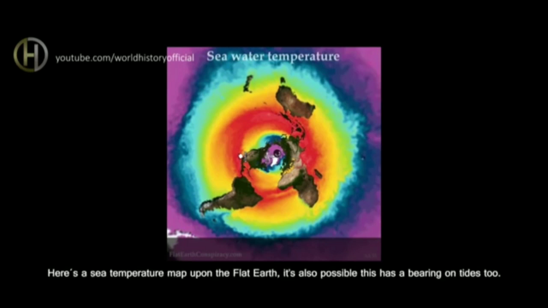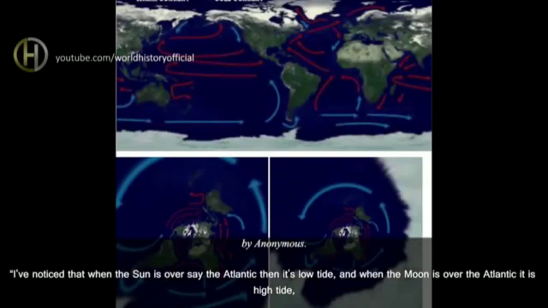Here's a sea temperature map upon the flat Earth. It's also possible this has a bearing on tides too. I've noticed that when the sun is over say the Atlantic then it's low tide, and when the moon is over the Atlantic it is high tide.